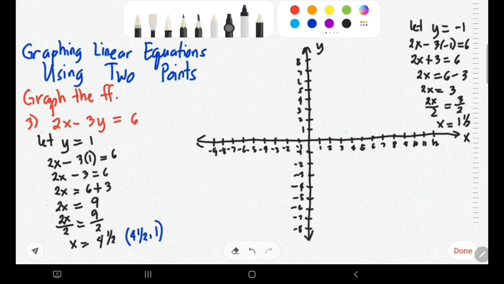So you have an ordered pair, which is (1 and a half, -1). Okay, let's plot the points. 1 and a half, negative 1. So 1 and a half is between 1 and 2. So here, this is (1 and a half, -1). And then next, 4 and a half, that's between 4 and 5. 4 and a half, 1. So here. So then, connect the 2 points.